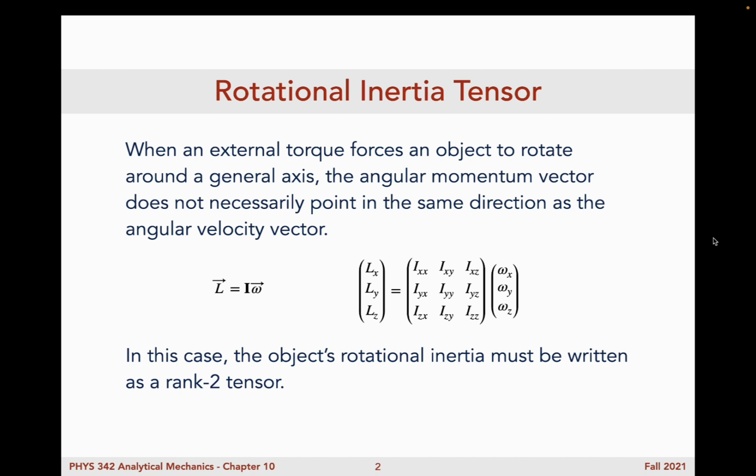The inertia tensor transforms an angular velocity vector into an angular momentum vector in the general case where the two are not necessarily parallel. The tensor is most conveniently expressed as a 3x3 matrix that transforms the components x, y, and z of the angular velocity vector into the different angular momentum components.